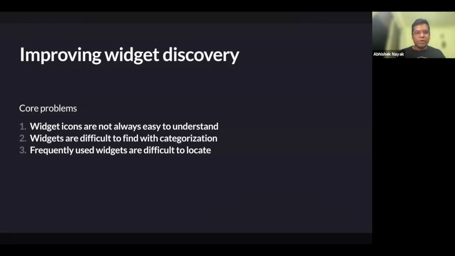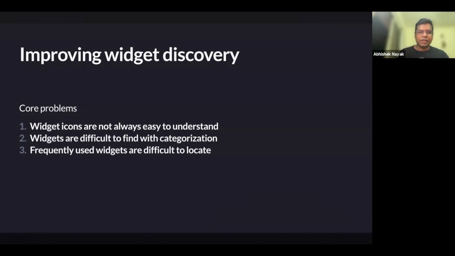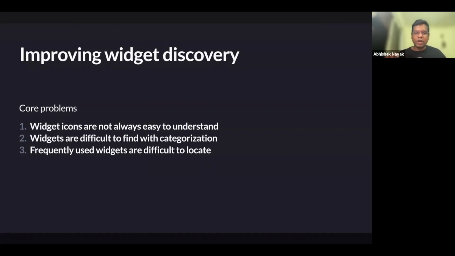The problem we ran into is, one, the widget icons are not always easy to understand. Second, they're often difficult to find because there is no categorization. They're all lumped together and ordered alphabetically. Third, there are 5 or 6 widgets that are very frequently used, and they have become very difficult to locate. The table widget, for example, which is used so commonly, is at the bottom row, which doesn't make sense. So to deal with these problems, we worked on a few new designs, and I'm going to let Joy show that.